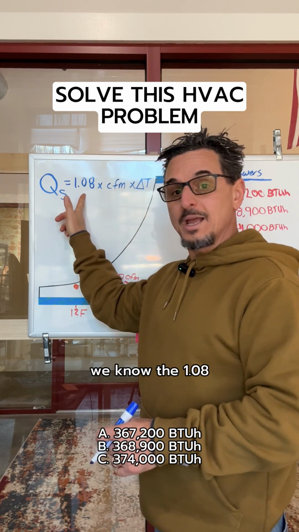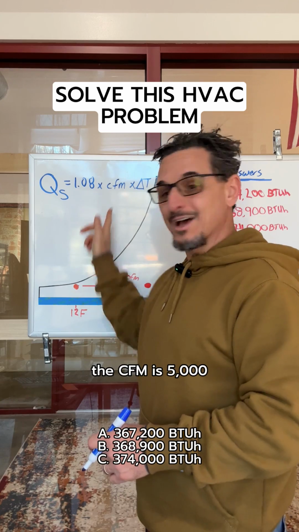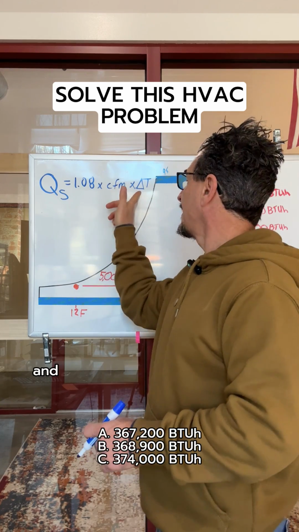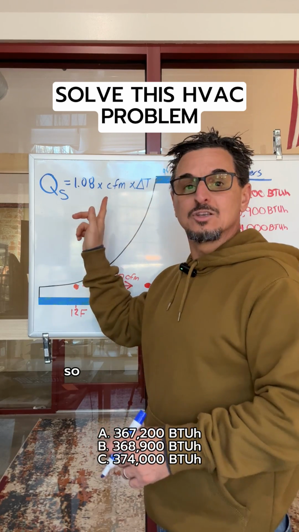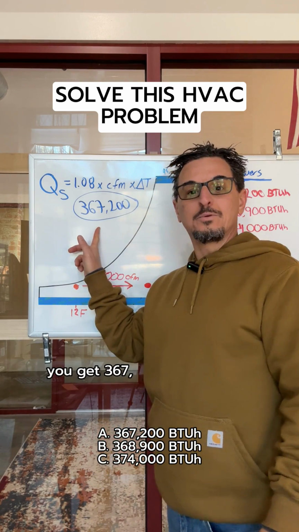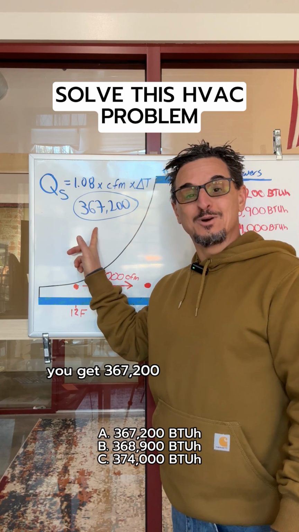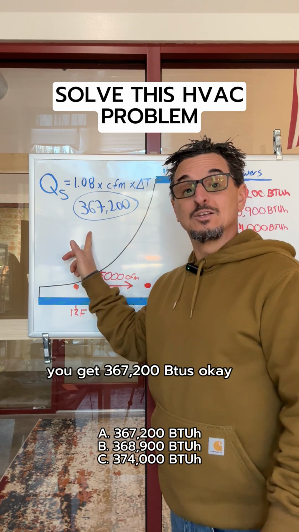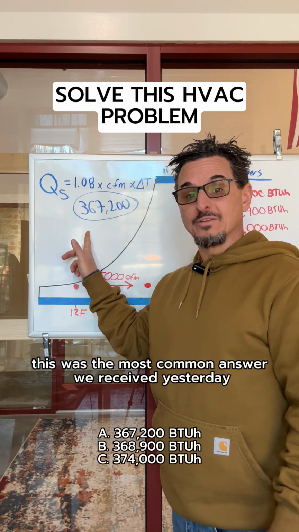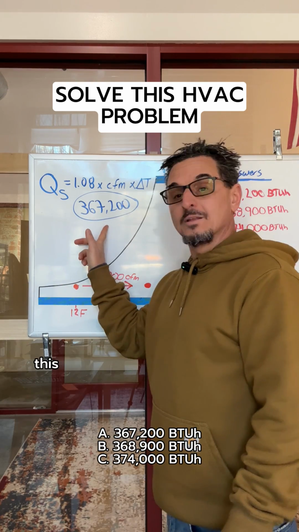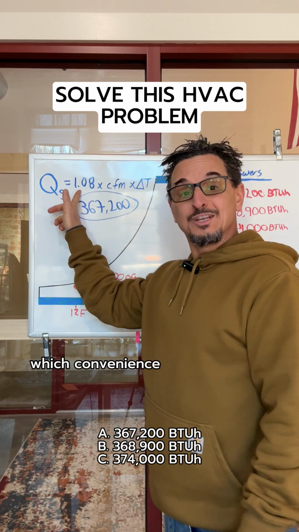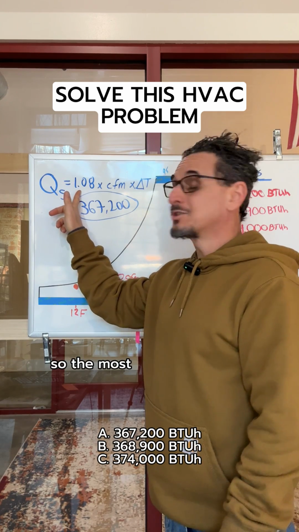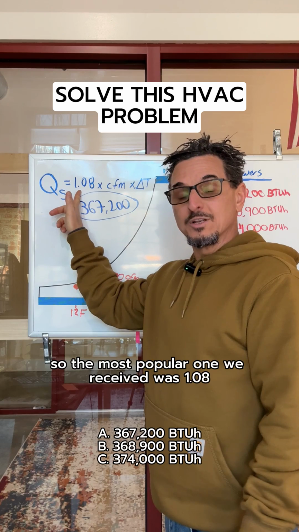We know the 1.08. The CFM is 5,000, as noted earlier, and the delta T is 80 minus 12, which is 68. So when you plug that in, you get 367,200 BTUs. Okay, so this was the most common answer we received yesterday. This answer will primarily depend on which convenience factor you use here. The most popular one we received was 1.08.